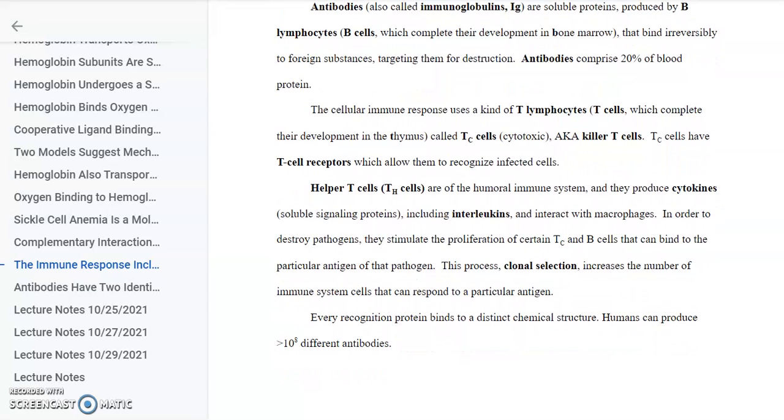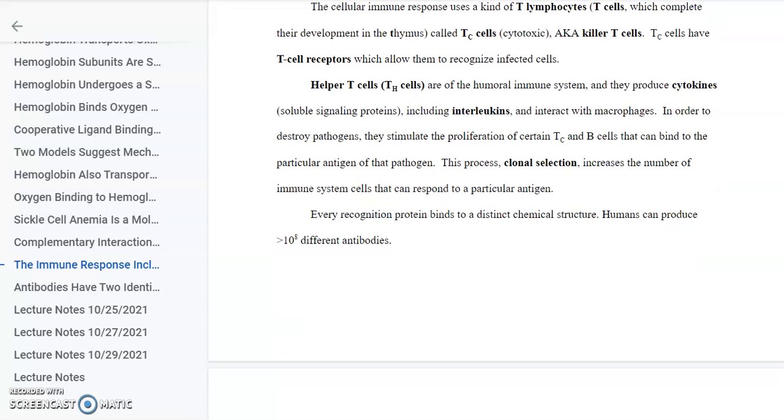Antibodies, also called immunoglobulins, Ig, are soluble proteins produced by B lymphocytes, B cells, which complete their development in bone marrow, that bind irreversibly to foreign substances, targeting them for destruction. Antibodies comprise 20% of blood protein.